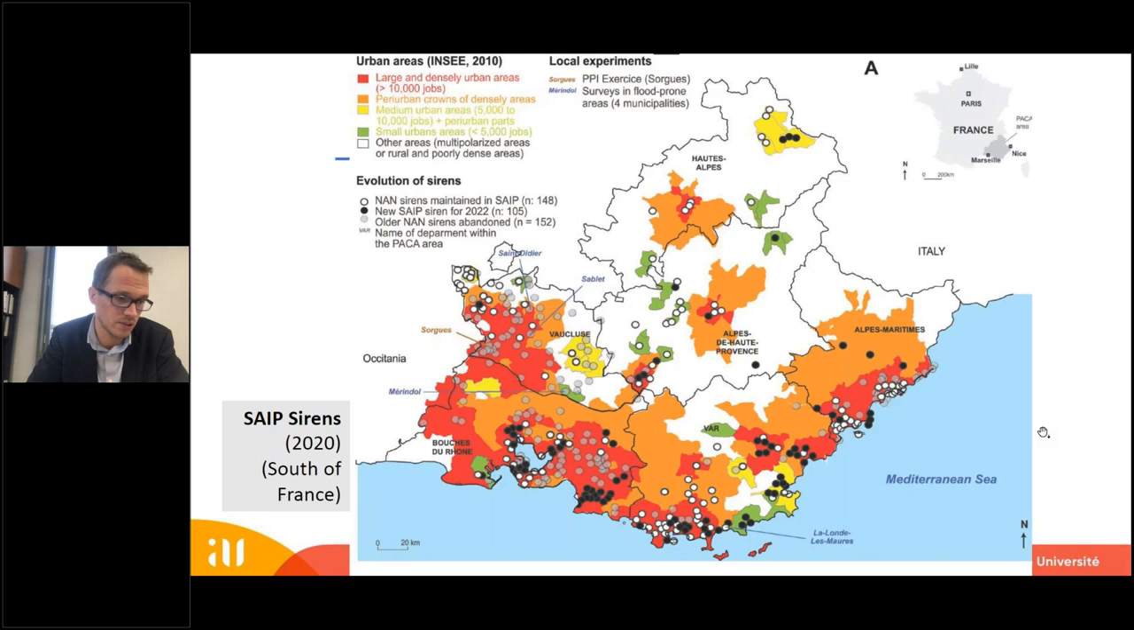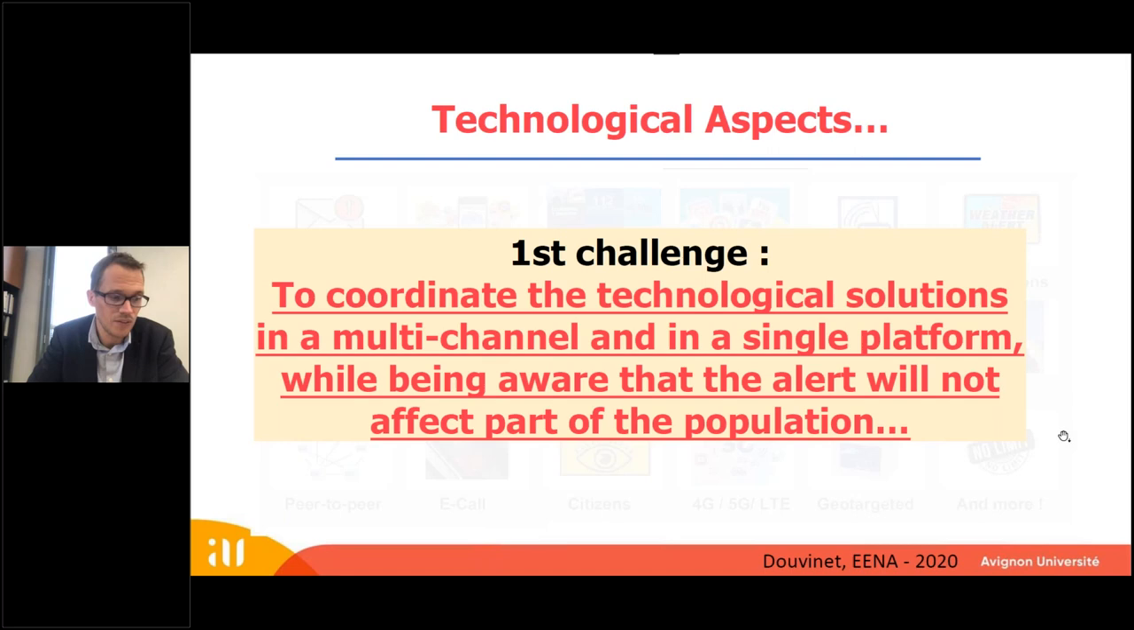So in the next slide, the first challenge can be summarized as follows. Even though technological solutions are becoming more and more efficient and fast, it is necessary to coordinate the technological solutions in a multi-channel and single platform, like GR Alert, as Georgios presented a few minutes ago, while being aware that the alert will not reach part of the population. So some people cannot receive the alert, and it could be a problem or not.